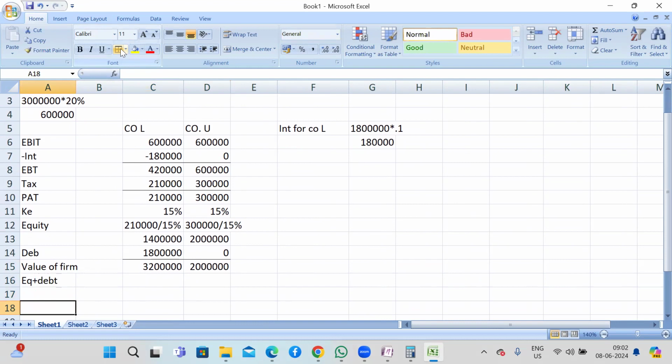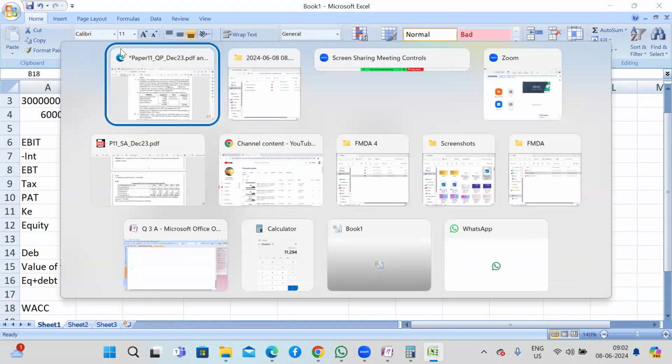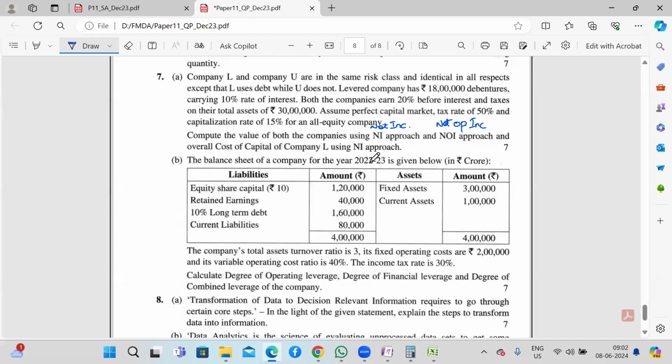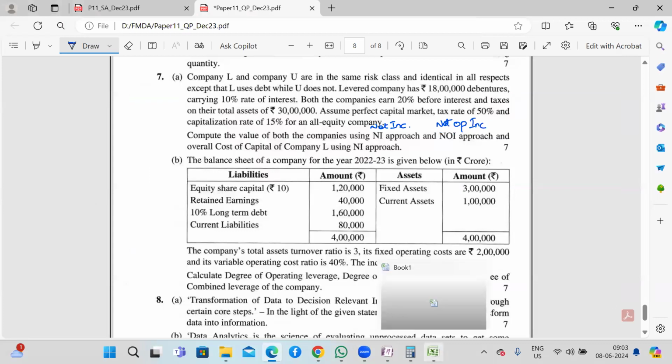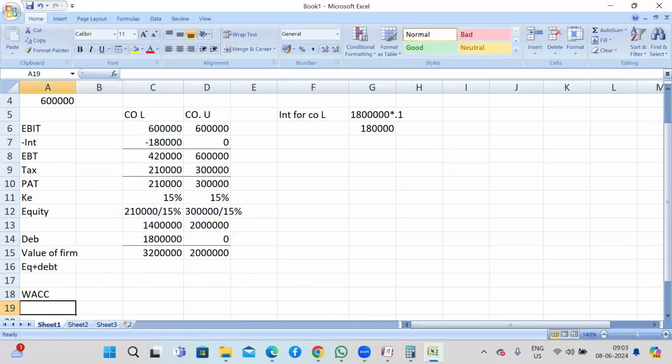So let's calculate WACC, the weighted average cost of capital. They have asked based on the NI approach only. WACC for the unlevered firm is the same as the cost of capital because there is no debt. So for the unlevered firm, WACC will be the same as KE, that is 15%.